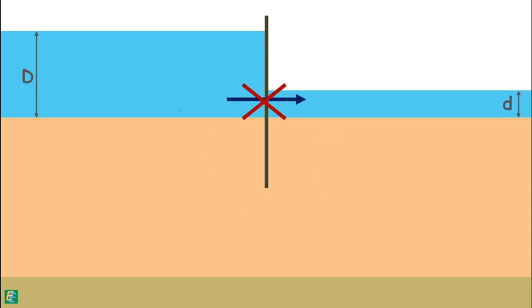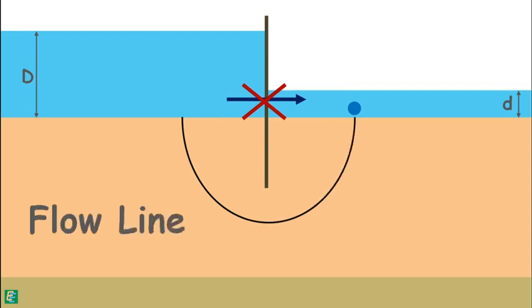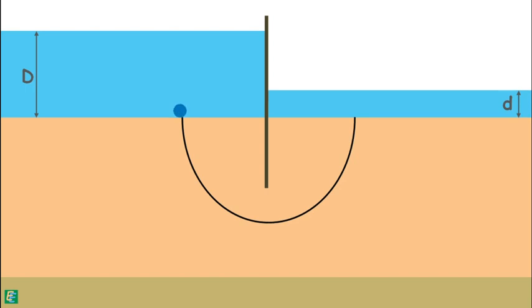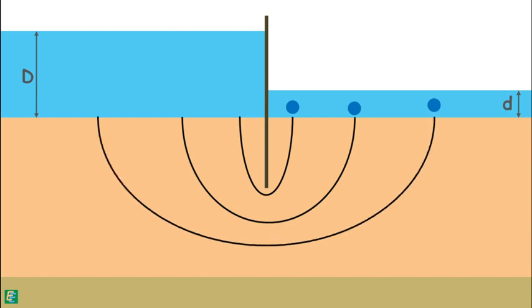Let us consider a water molecule that enters the soil at some point on the upstream surface, goes below the tip of the driven sheet and ends up at some point on the downstream surface. The flow path assumed by the water molecule is the flow line. Similarly, many particles will leave the upstream and reach the downstream, forming different flow lines.